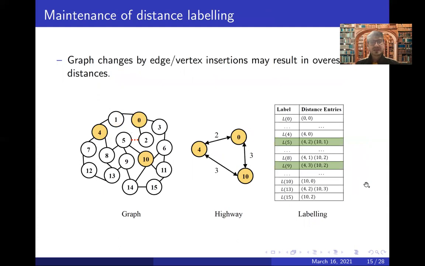When a graph is changed by an edge insertion or vertex insertion, a query can result in inaccurate estimated distances. So there is a need to update the labeling as a result of a change. For example, here an edge between 2 and 5 is inserted. After the insertion of an edge, we can see the label of 5 and the label of 9 are outdated. So there is a need to update the labels of affected vertices, which are highlighted in green as shown in the labeling.